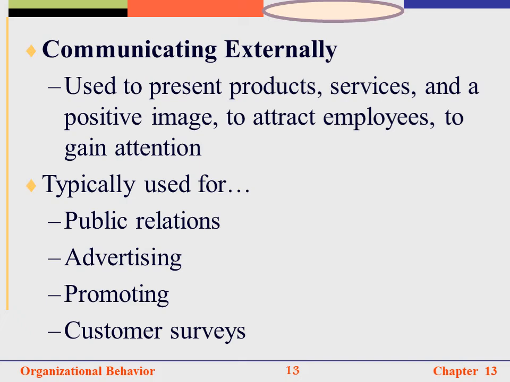Communicating externally, or external communication, is another kind of communication used to present products, services, and a positive image, or to attract employees and gain attention. Here, the managers of course collect information from inside and outside, and also try to give information inside as we mentioned, upward, downward, and diagonally. We also try to give information to the outside environment or different stakeholders outside the organization border. For example, to attract employees or potential employees for recruitment, through advertisements for vacancies, or to give a positive image, for example, to the government or the competition or anyone.